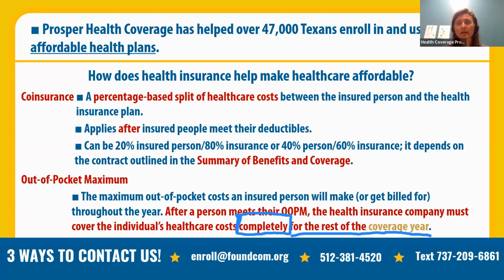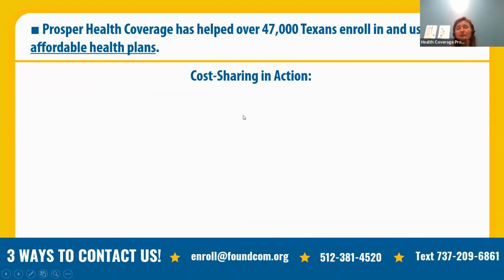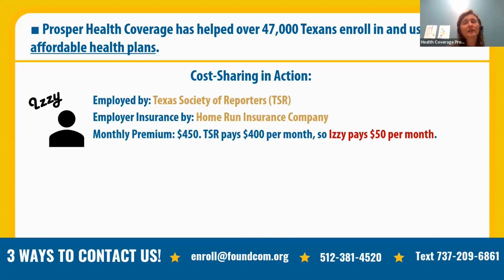So let me get out of here and we'll move on. Now we're just going to look at some examples, like I mentioned earlier. Here we have an individual named Izzy. Izzy is employed by an imaginary company that I made up, the Texas Society of Reporters. Their employer health insurance is another imaginary company, the Home Run Insurance Company.